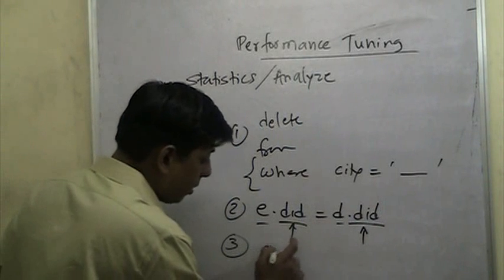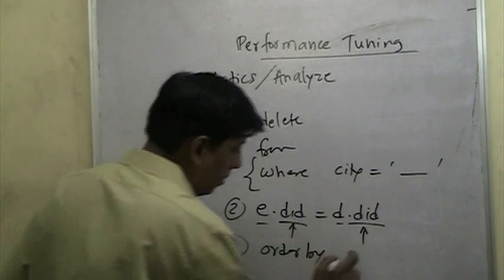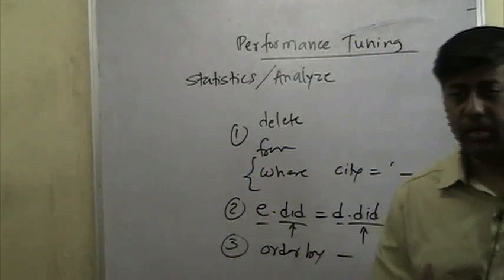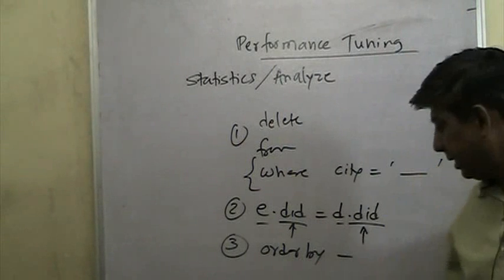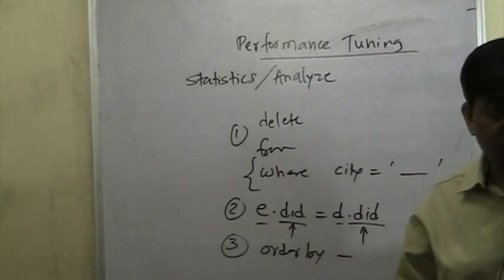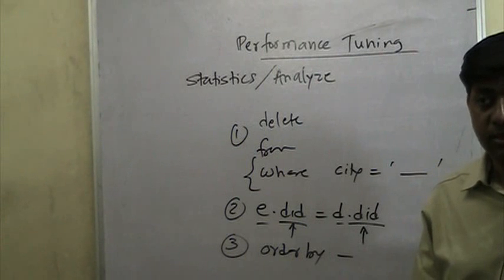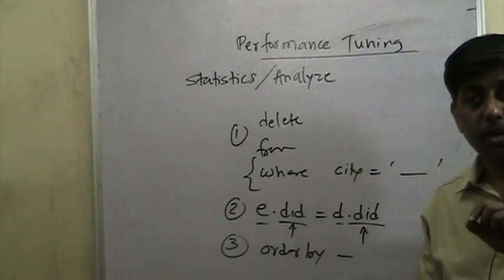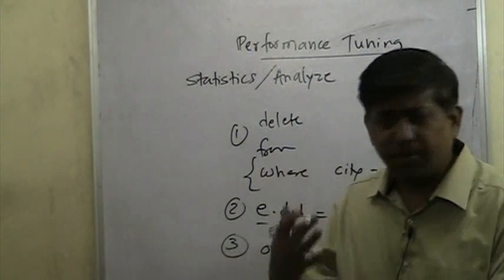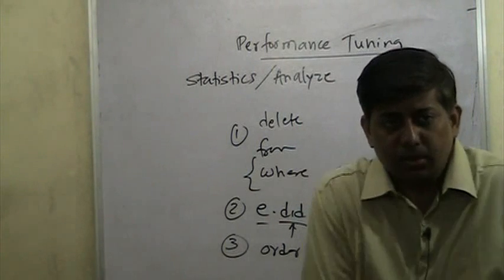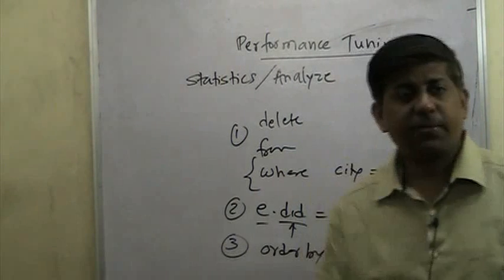Third thing, if you say order by city, that requires sorting. If the index is already created, that index will be utilized, sorting will be avoided, and therefore things will run faster. So whenever you write an order by, and if that order by is going to be more frequently used in all other queries, then definitely create an index on the column over there.